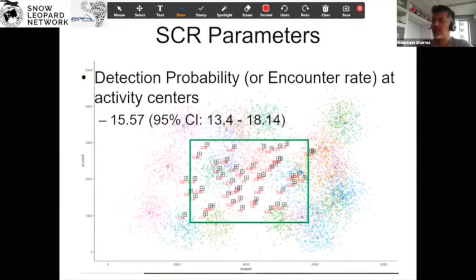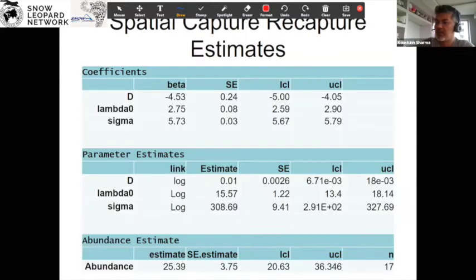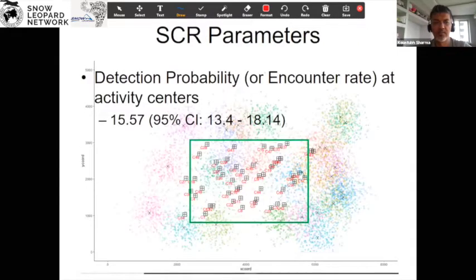Now, the second parameter we're looking into is the detection probability, or in this case, the encounter rate at activity centers. Now we get an estimate in this analysis of 15.57. What does that mean? Now let's go back and try to understand this.